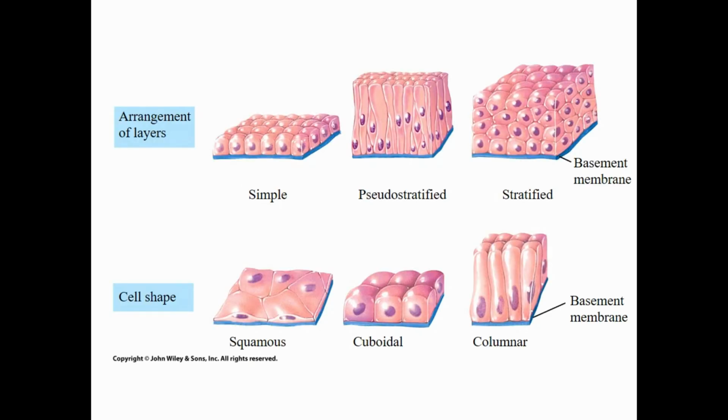Remember the rules that are followed. Simple is one cell. One cell is pseudostratified. They look like more than one, but they're really one layer. And multiple layers are stratified. The cell shapes: squamous is flat. If they are the same width as they are tall, they are said to be cuboidal. And if they are much taller than they are wide, they are said to be columnar.